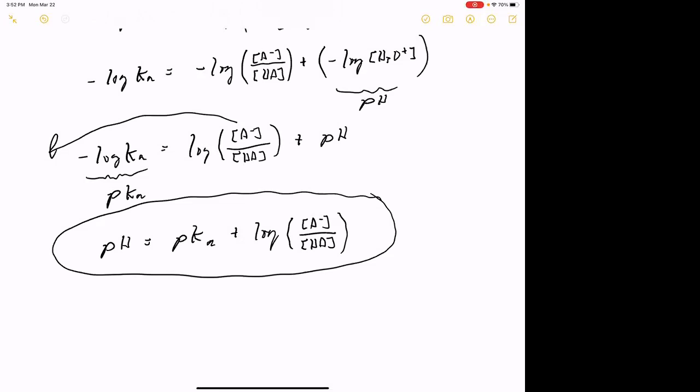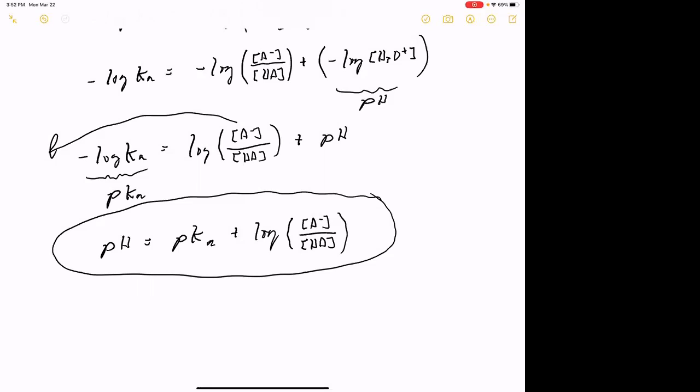So basically, there are two ways to use this. If you know A minus and HA and you know the pKa, you can calculate a pH. The other way is if you have a target pH and you know a particular acid you want to use and you know its pKa, you can get the ratio of A minus to HA to satisfy that equation, that pH. And then if you know your total concentration of the components, you can do a little bit of algebra to figure out what A minus and HA actually are. Those are the two ways we would use Henderson-Hasselbalch.